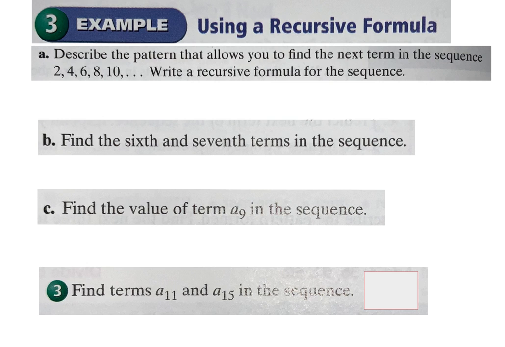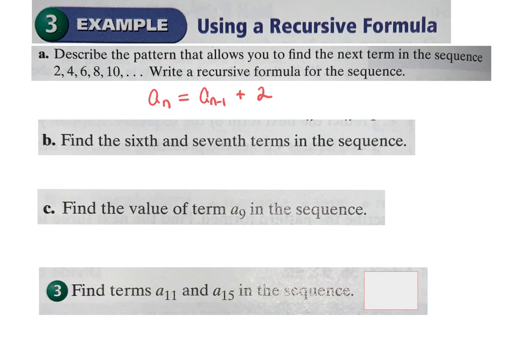It says, describe the pattern that allows you to find the next term in the sequence. Write a recursive formula for this sequence. So what are they doing to go from 2 to 4 to 6 to 8 to 10? They are adding 2. So to do a recursive here, I would say my nth term, I'm going to take the term in front of it, that's a sub n minus 1, and I'm going to add 2. That would be my recursive formula.